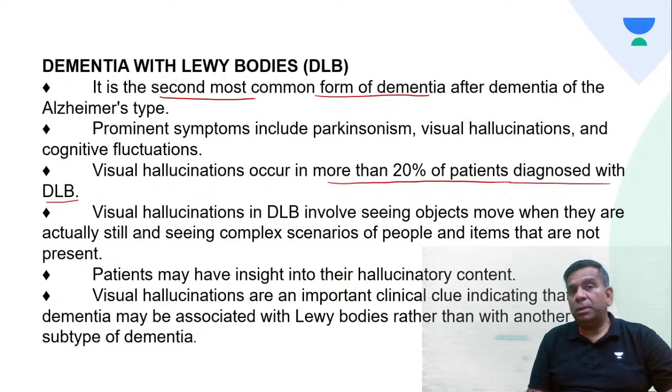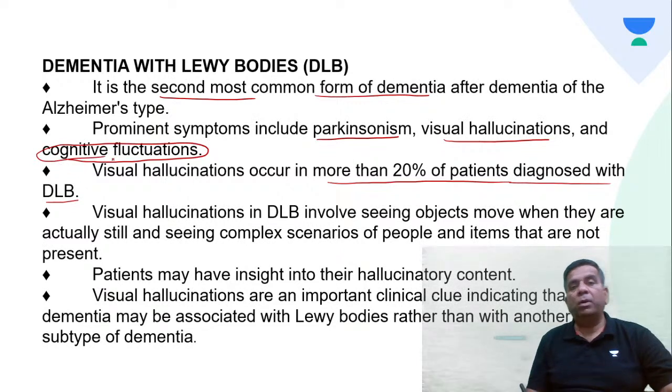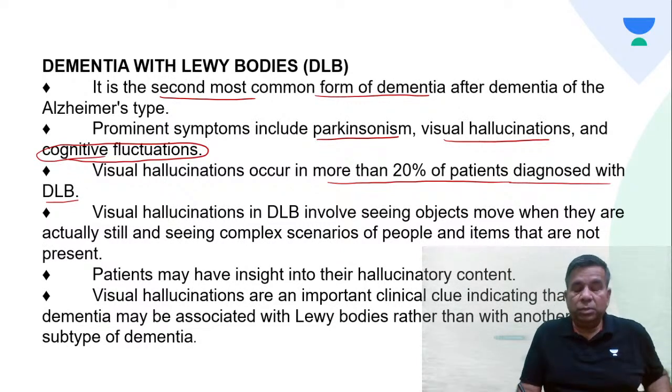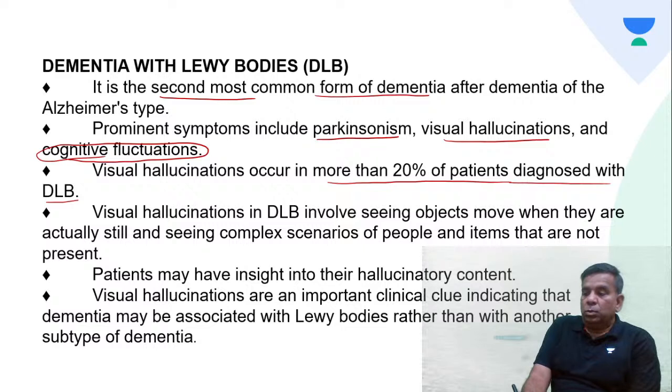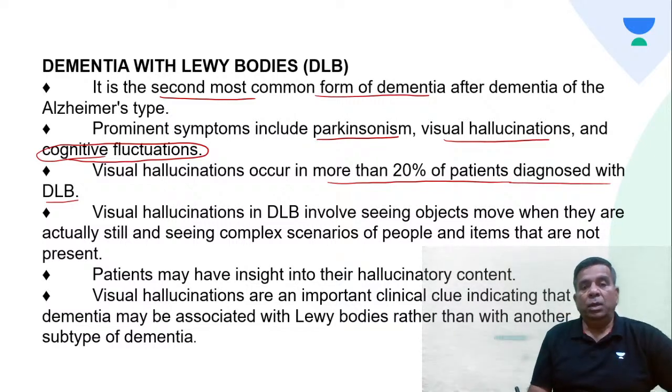Now the prominent symptoms are not the memory lapses. Prominent symptoms are the Parkinsonian symptoms, visual hallucination and fluctuating memory. So in the morning or one day the memory is totally okay, next day the memory is totally gone. So that's the hallmark we see. Presence of movement disorder with visual hallucination with cognitive fluctuation is a dementia of Lewy body type.